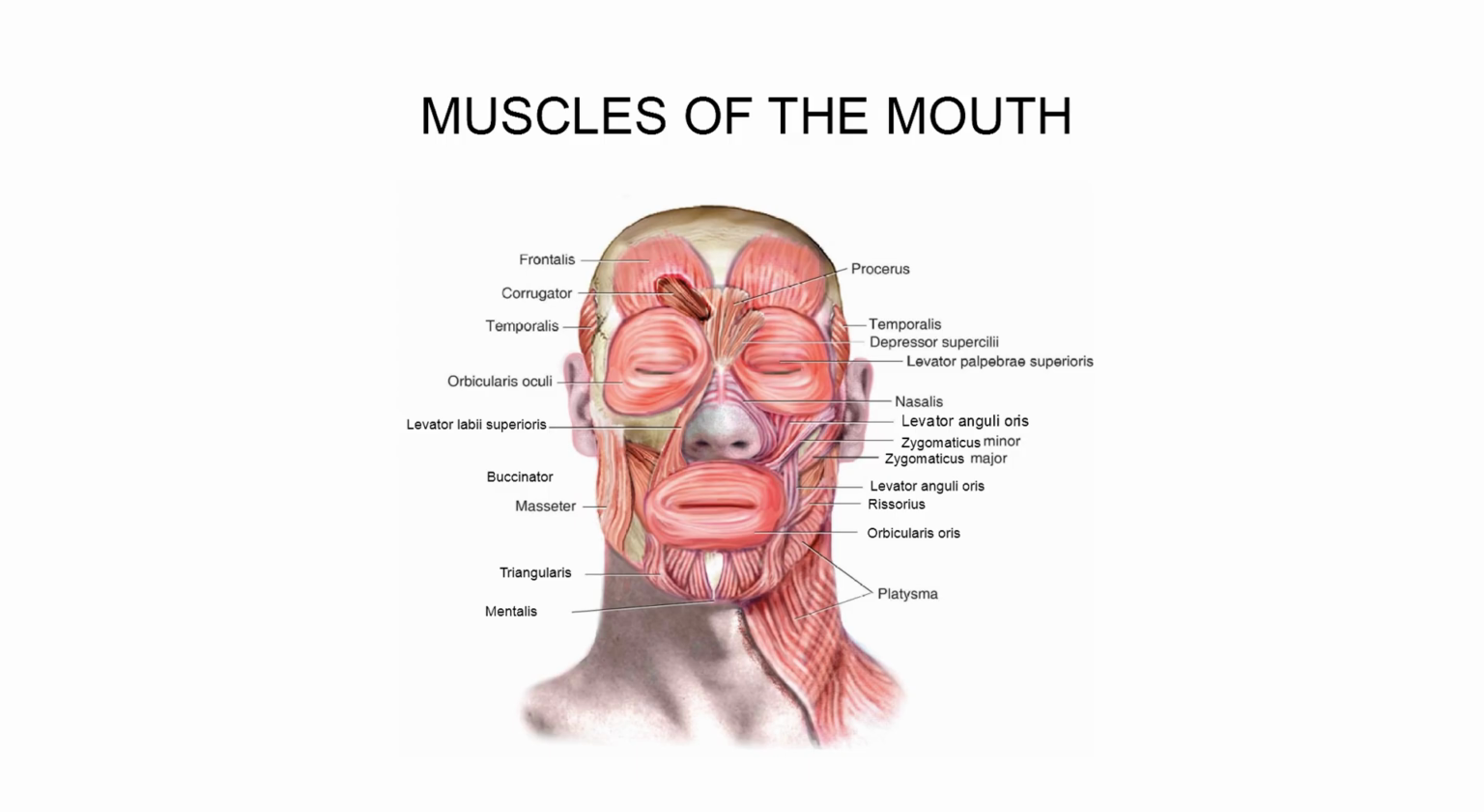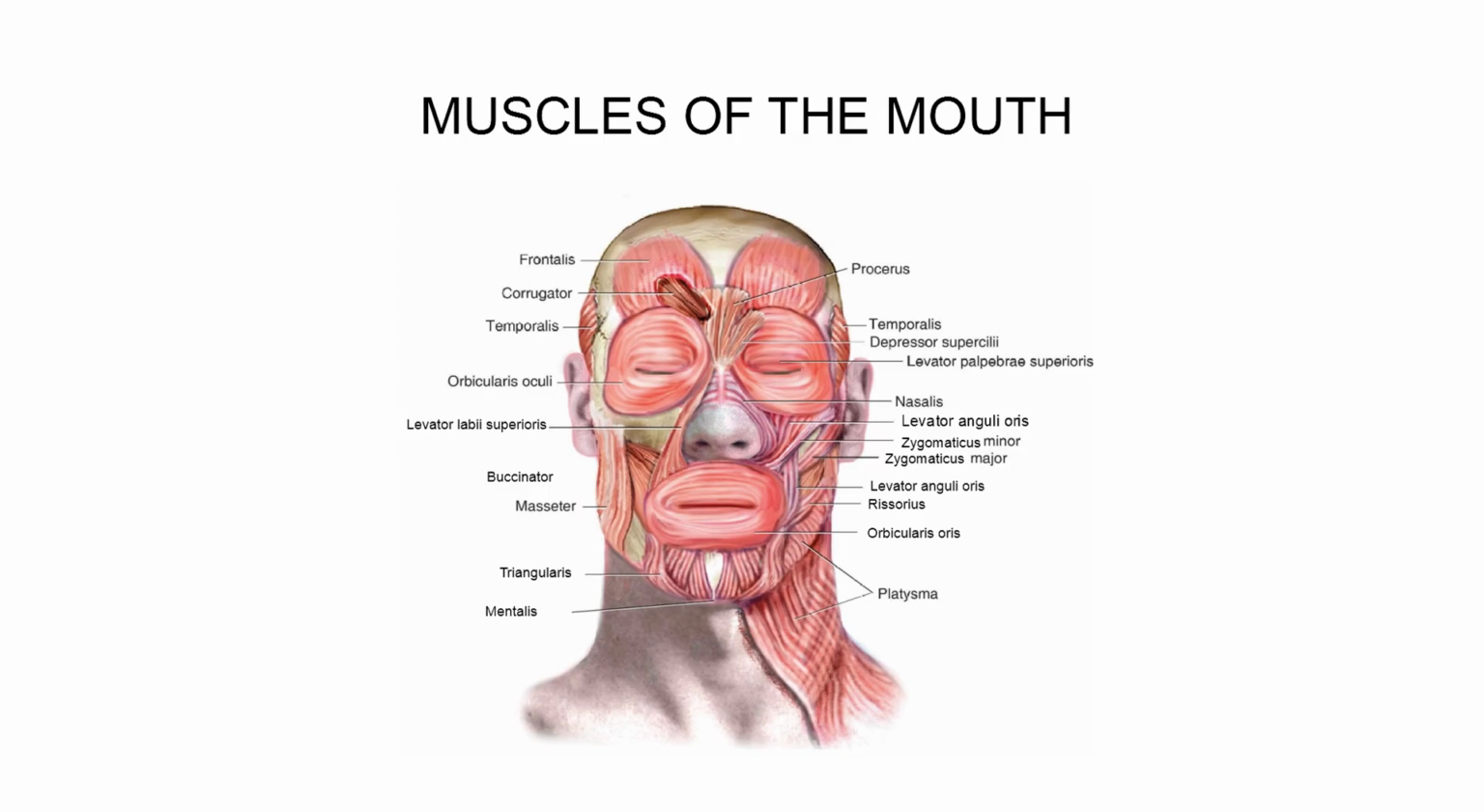The buccinator is the flat muscle of the cheek between the upper and lower jaw that compresses the cheeks. This helps us blow a whistle or to blow a kiss. The triangularis is known as the depressor anguli oris. This is the muscle that pulls down the corners of the mouth. This is the muscle that lets us know when the little kid is a little sad. It gives a little sad face.